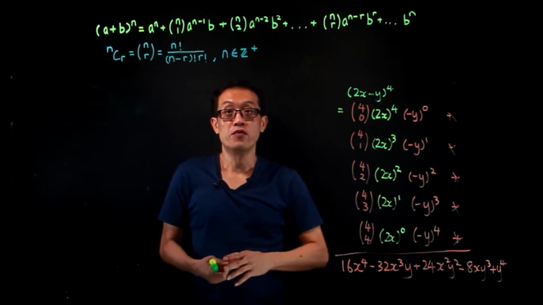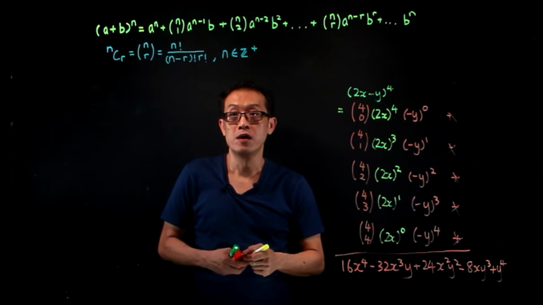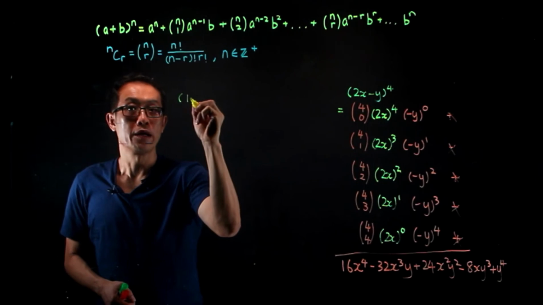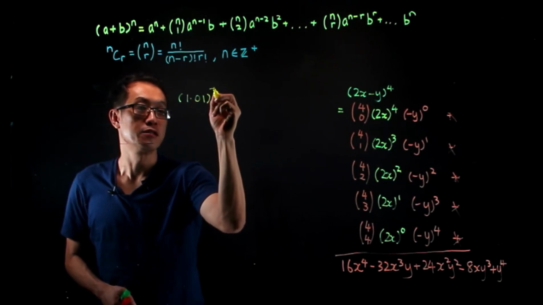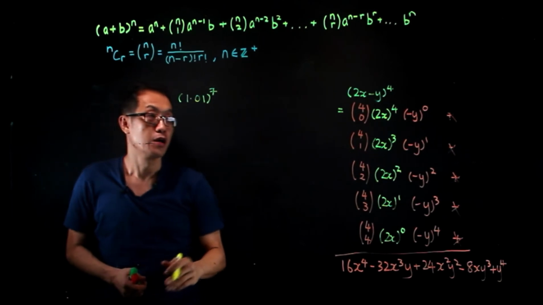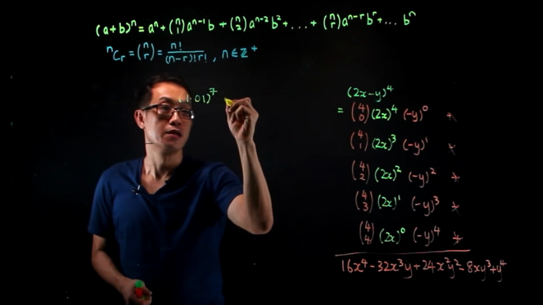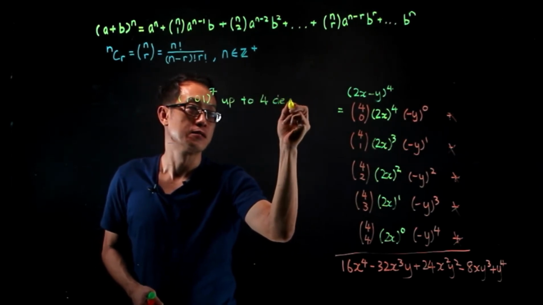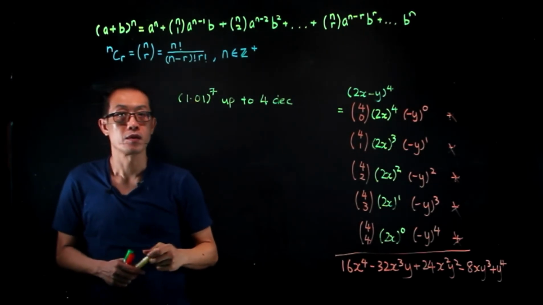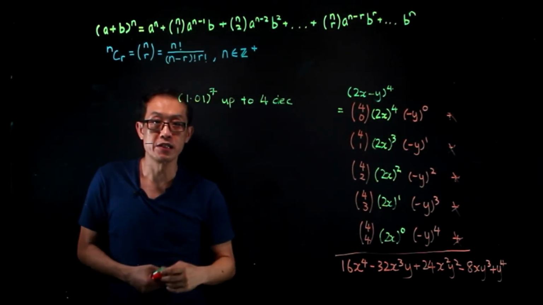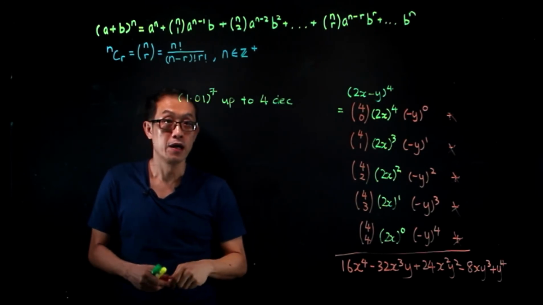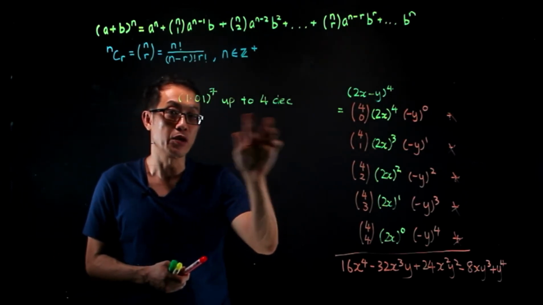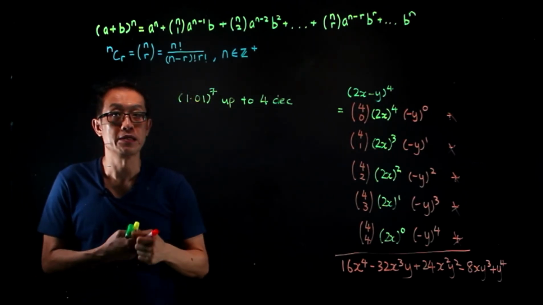Now, let's move on to another example where we need to approximate 1.01 if we do this expansion to the power of 7. We are asked to find this approximation up to 4 decimal places. Now we can find this approximation using binomial theorem. Let's do this expansion, but bear in mind that what they want is only up to 4 decimal places.